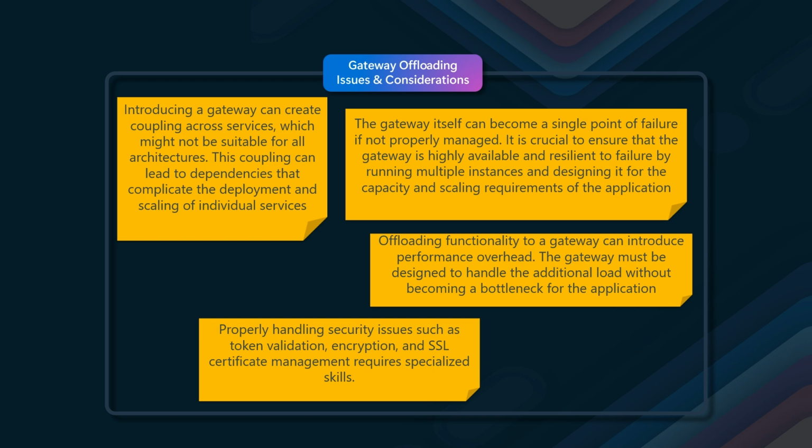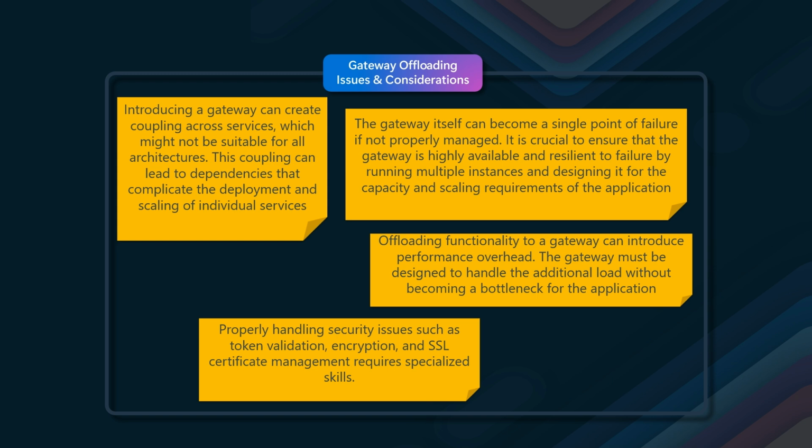When implementing the gateway offloading pattern, there are several issues and considerations to keep in mind. Coupling across services. Introducing a gateway can create coupling across services, which might not be suitable for all architectures. This coupling can lead to dependencies that complicate the deployment and scaling of an individual service. The gateway itself can also become a single point of failure if not properly managed.